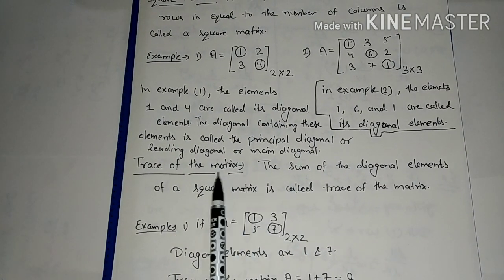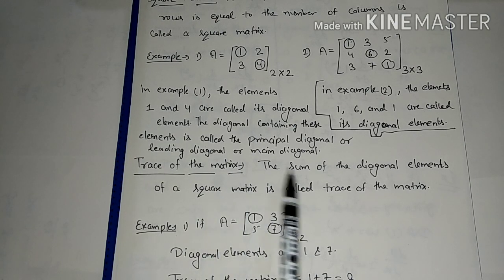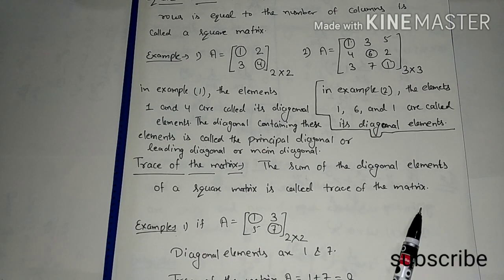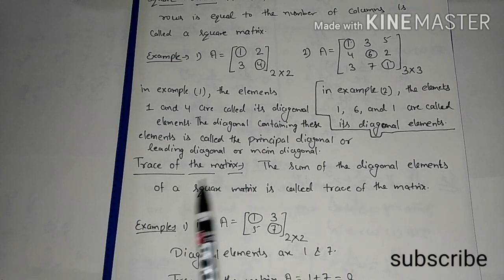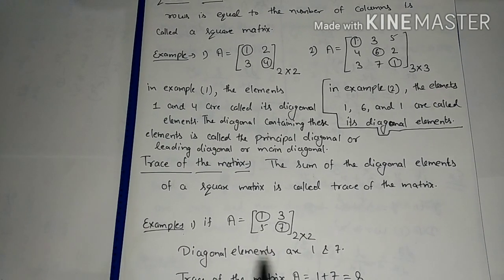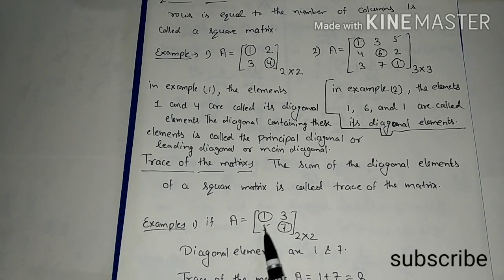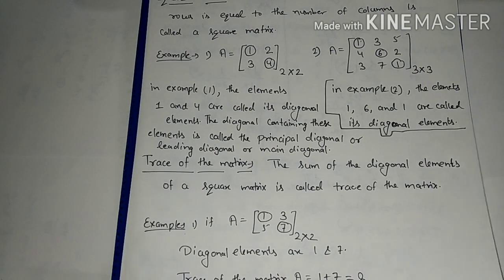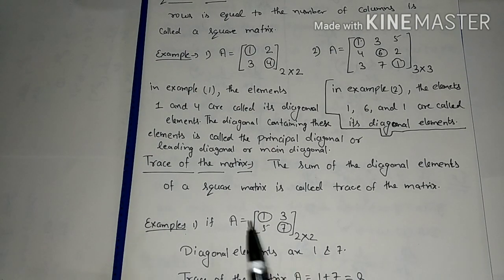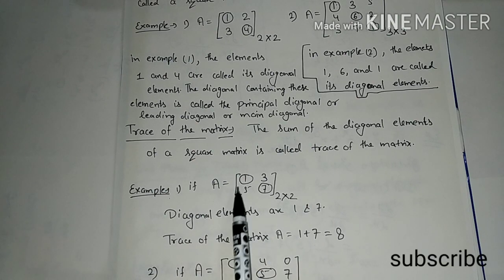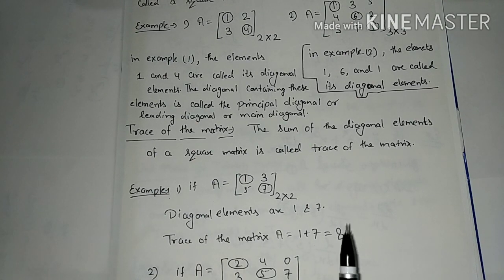Trace of the matrix. Most important definition of this. The sum of the diagonal elements of a square matrix is called the trace of the matrix. For example, if A equals 1 3, 5 7, a 2 by 2 matrix, it means this is a square matrix. Here diagonal elements are 1 and 7. Then we have to find the trace of the matrix. Trace of A equals 1 plus 7 equals 8.